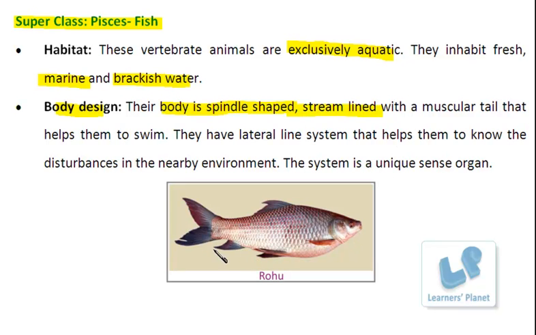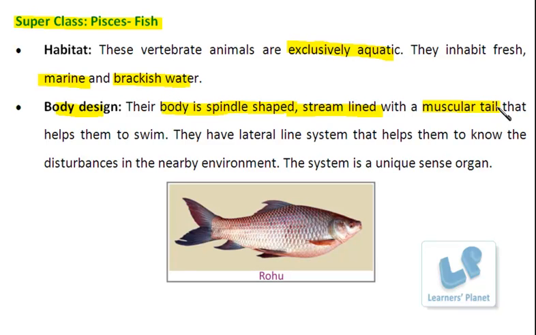Now you can imagine what is exactly meant by spindle shape, which is pointed at the anterior and posterior ends and is broadened in the middle. Such a spindle shape is common in the fish. Exceptions are there in which the structure may vary, but commonly they have this type of structure. And besides this, their body is streamlined, right?